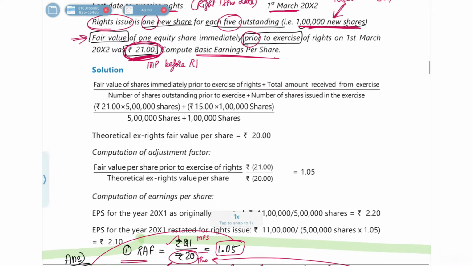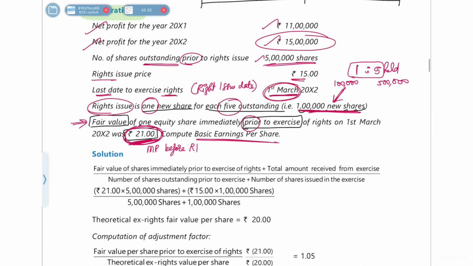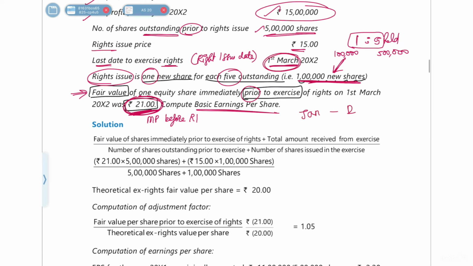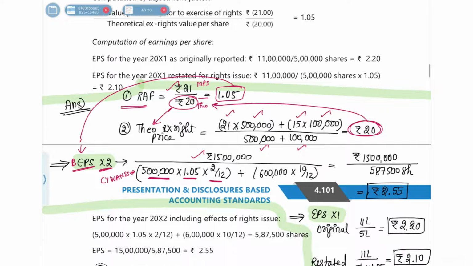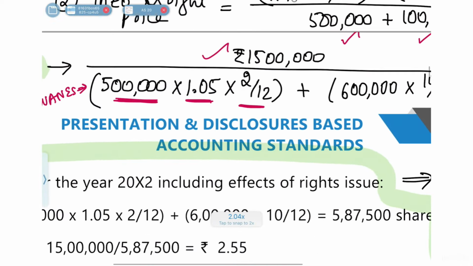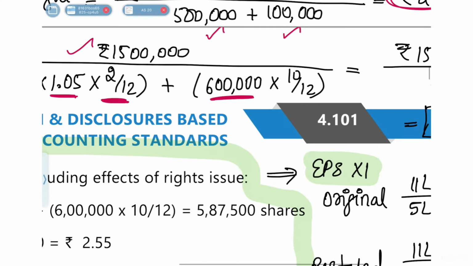The rights issue happened in March, and here they are following a calendar year of January to December. So until 1st March, 2 months have already passed, and you will have the remaining 10 months. So after the first 2 months itself, they are issuing the rights issue. For the first 2 months, this was prior to rights issue. Plus, how many shares were there after rights issue? It was 5 lakh plus 1 lakh shares, so totally 6 lakh shares were there after rights issue. Multiplied by how much period was there after the rights issue? 10 months were left after the rights issue. So 10 by 12.